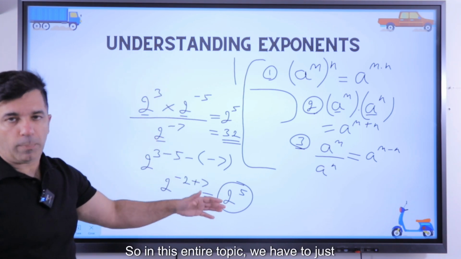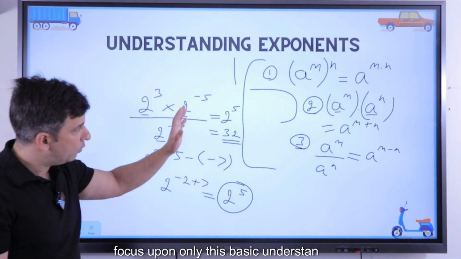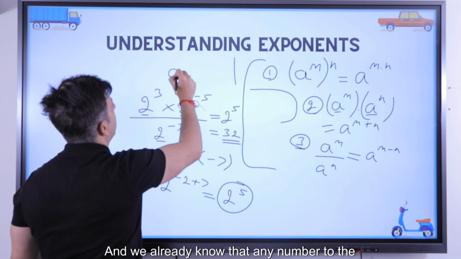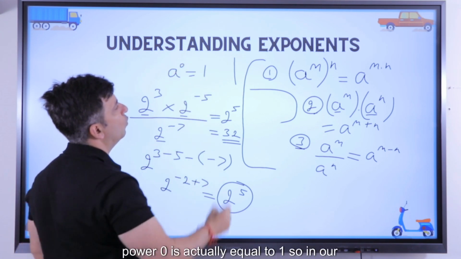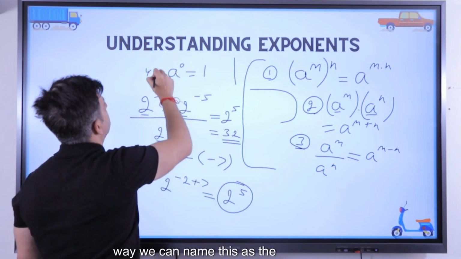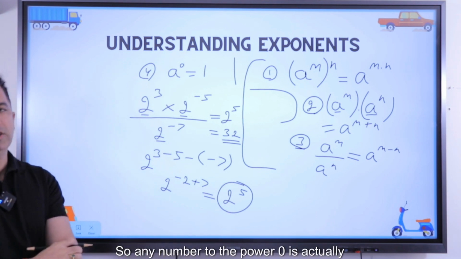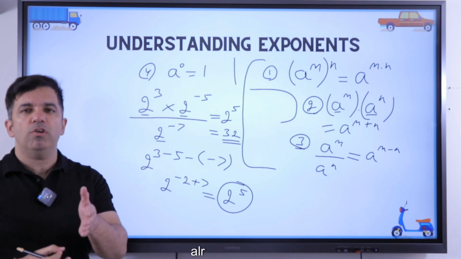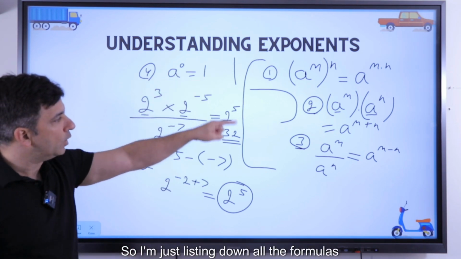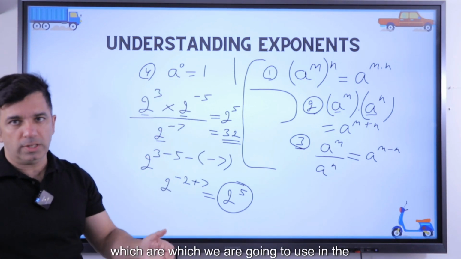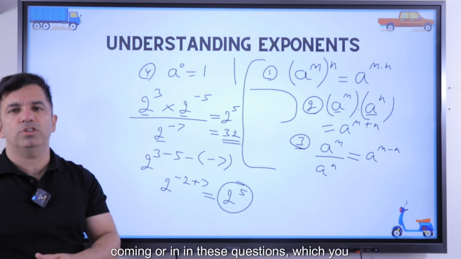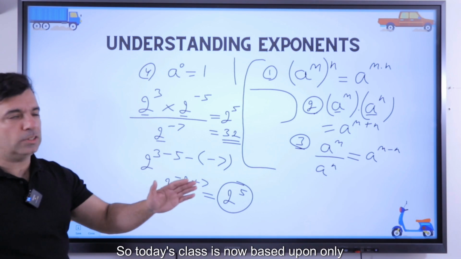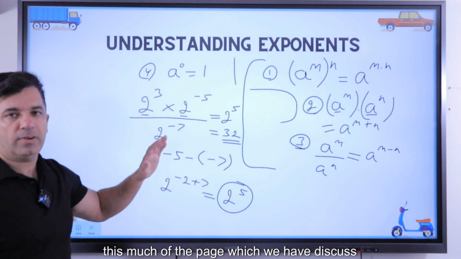So in this entire topic we have to focus only on this basic understanding, and we already know that any number to the power 0 is actually equal to 1. So in a way we can name this as the fourth point. Any number to the power 0 is actually 1. A to the power 0 is straightforward 1, which is something we already know. So I'm just listing down all the formulas which we are going to use in these questions which you are going to solve right now. So today's class is based only on this much of the page which we have discussed right now.